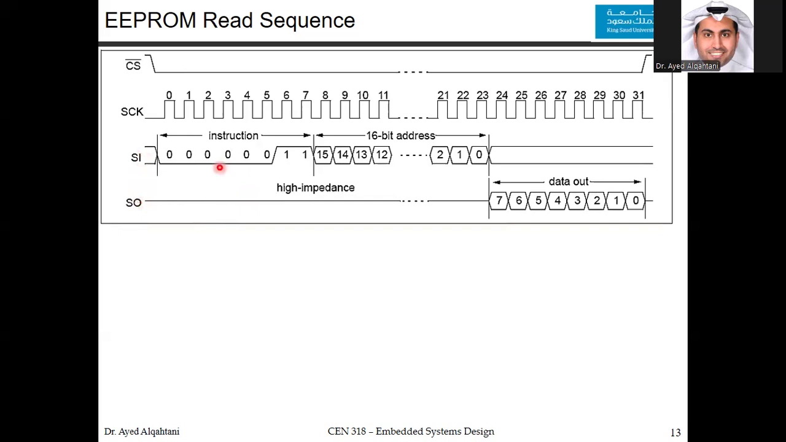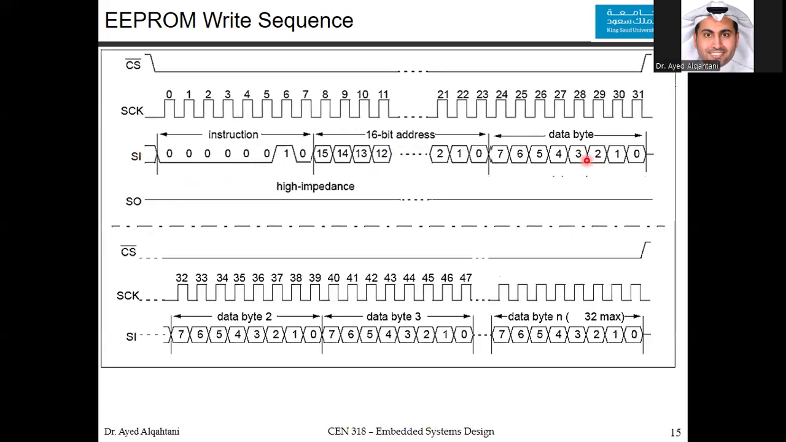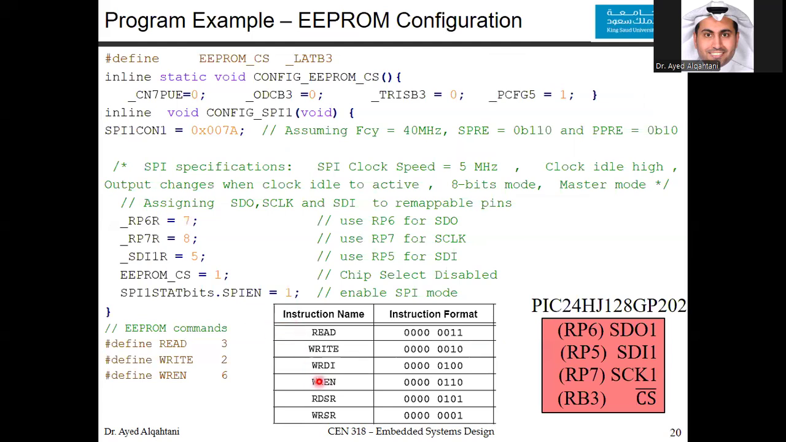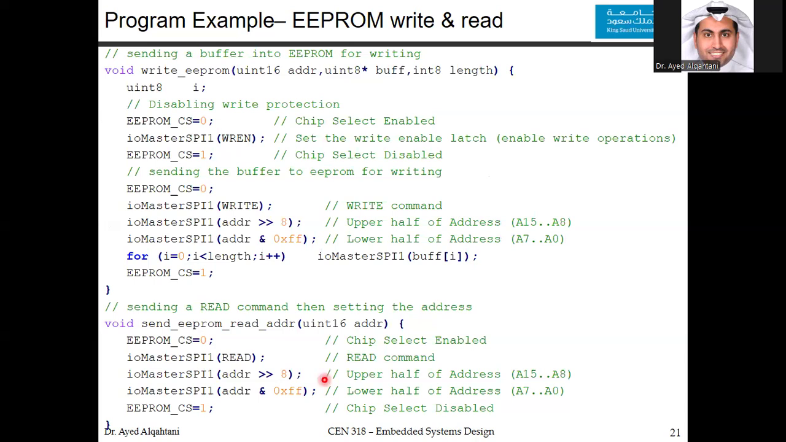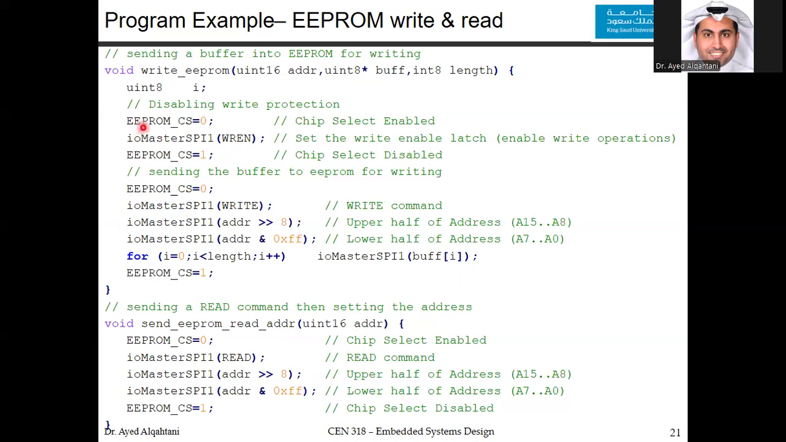For the write, we expect the instruction followed by the address followed by the data. And if you have multiple data bytes, then you can have that as well. But you need to enable the write by using the instruction write enable. This is what we will do here. So in the write, first we select the chip. In the beginning, in the configuration, we make the chip select equal to 1, so it's not selected, it's actually disabled. Whenever we do certain operation with the EEPROM, we sandwich it between EEPROM chip select equal to 0 and EEPROM chip select equal to 1, between these two.